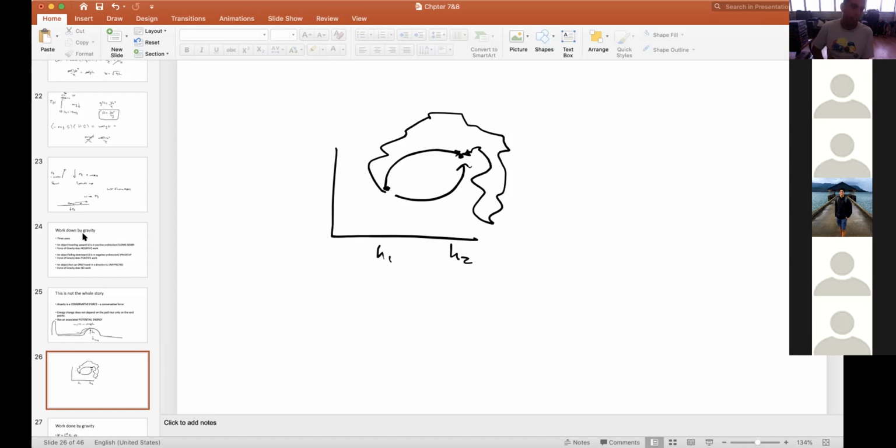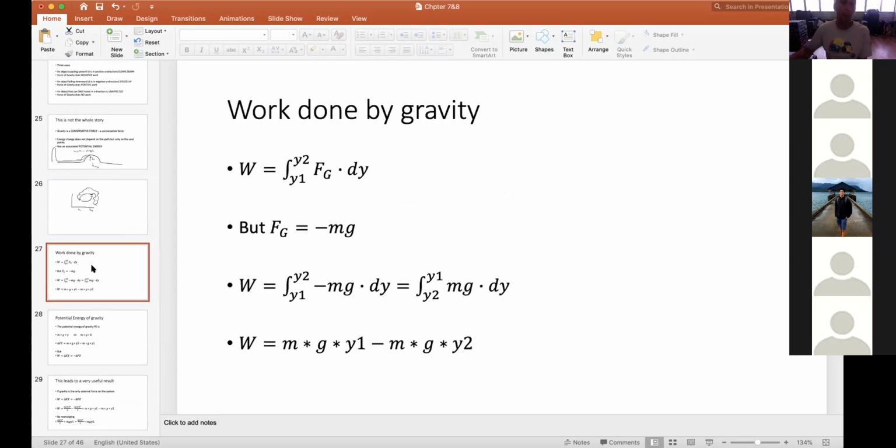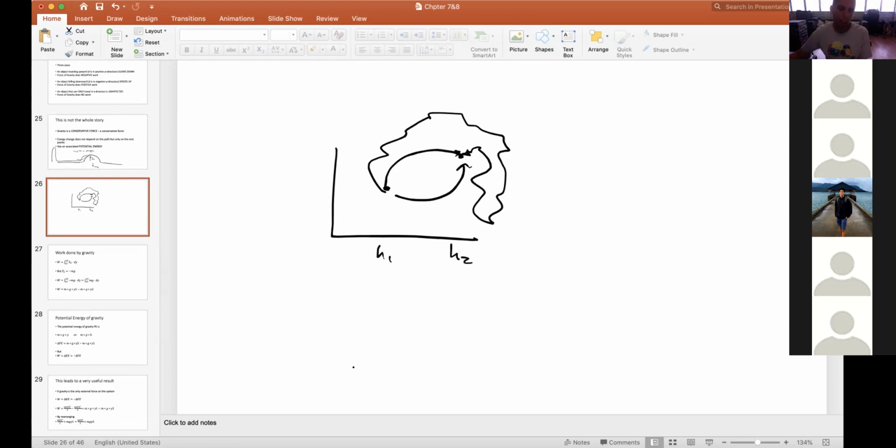So if that's true, then we say that the potential energy of an object for a conservative force is H2 minus H1. All right, this is where things are going to get a little bit tricky, and then it's going to get super easy. It's going to make sense in a minute.